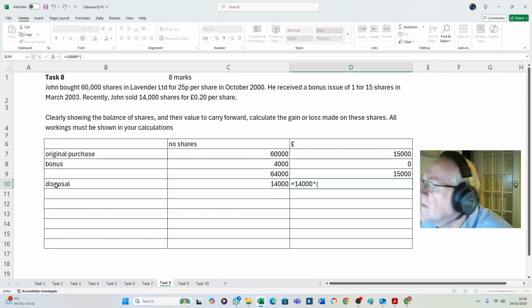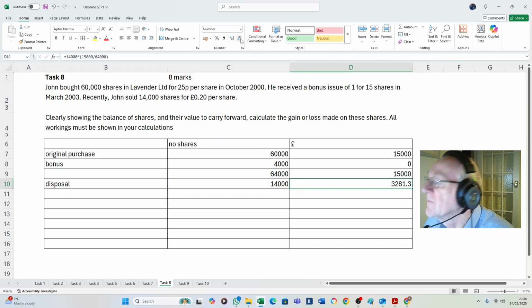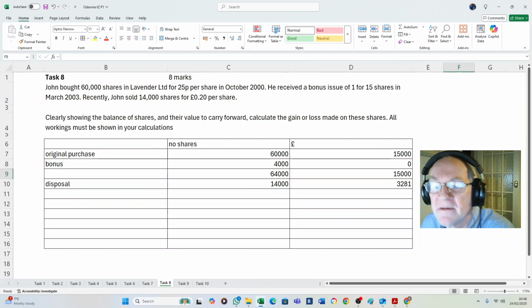Right, so the 14,000 will be the cost at the relevant price, which is 3281. I need to carry forward. It doesn't actually say whether to round down or whatever. I'll just stick it in as 321. So and it would round down as well anyway.